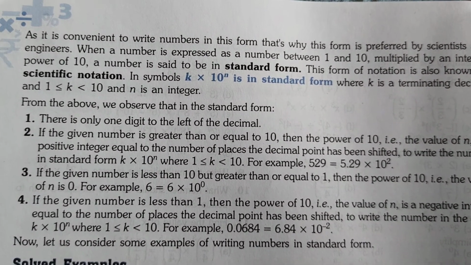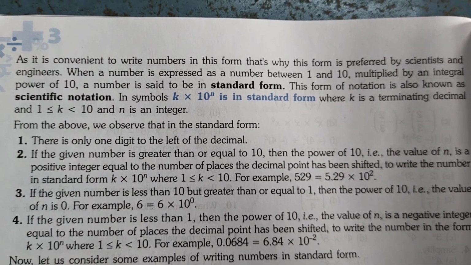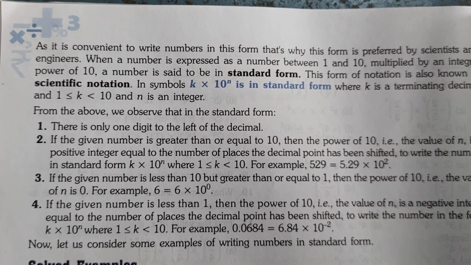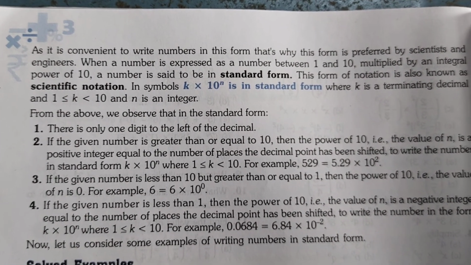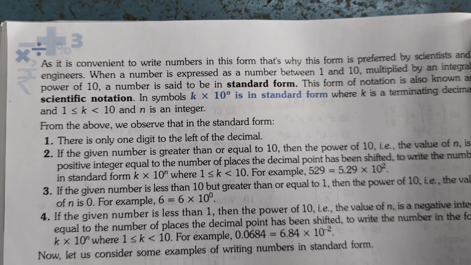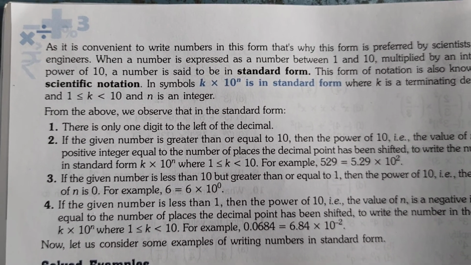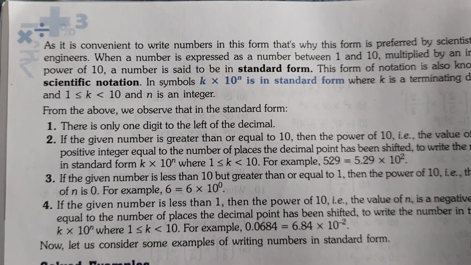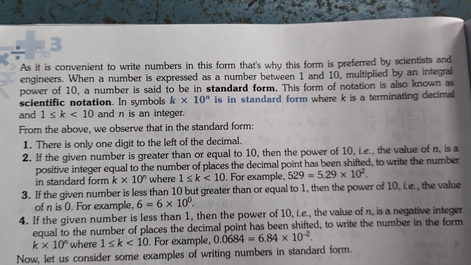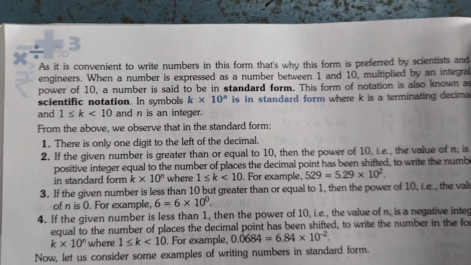Standard form. As it is convenient to write numbers in this form, this form is preferred by scientists and engineers. When a number is expressed as a number between 1 and 10 multiplied by an integral power of 10, where the power can be positive or negative, the number is said to be in standard form. This form of notation is also known as scientific notation.